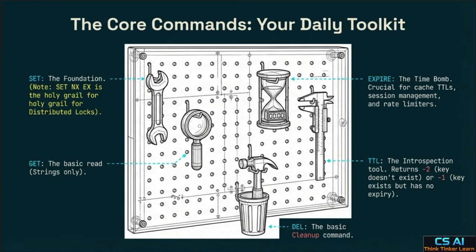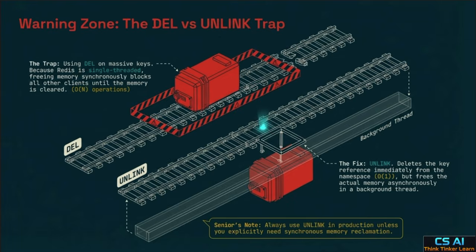Your daily toolkit: SET, GET, EXPIRE, and DEL. The holy grail command is SET NX EX. Use this for distributed locks to ensure only one worker owns a resource at a time. And don't forget TTL introspection. Use TTL to check if a key even has an expiry. This is your bread and butter for session management and keeping your cache fresh.